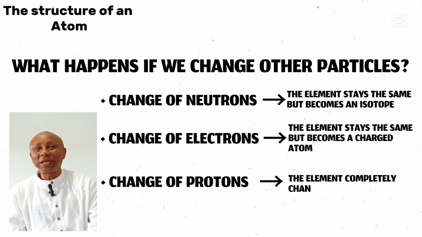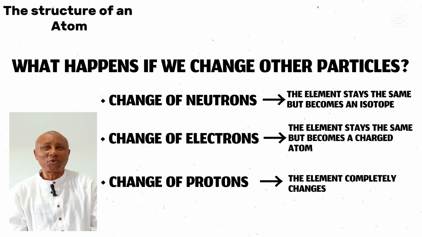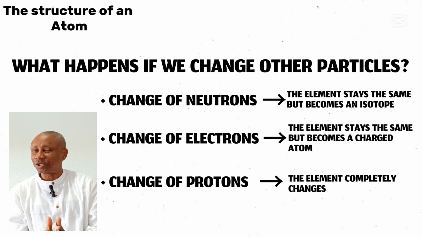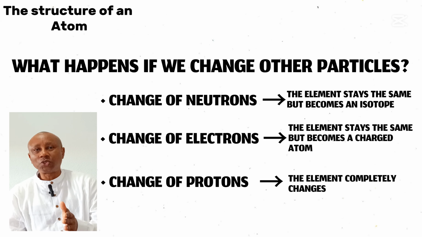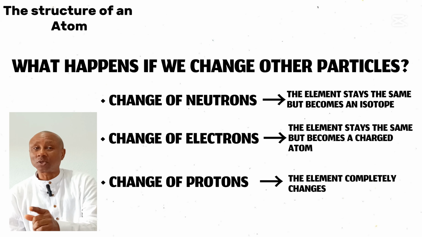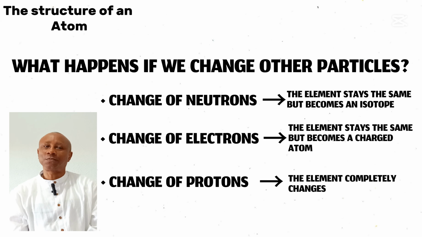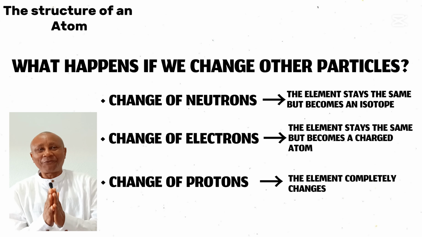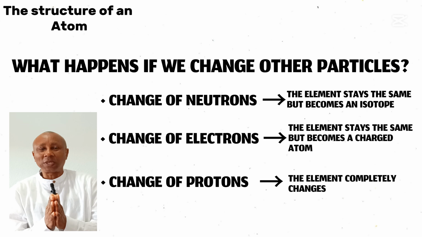But what happens when there is a change of proton? The element completely changes. Example, nitrogen with 8 protons will no longer be nitrogen. It will become oxygen. Also, sodium, instead of having 11 protons, if it has 12 protons, it will become magnesium. So these are very important facts we need to know: protons determine the atom.